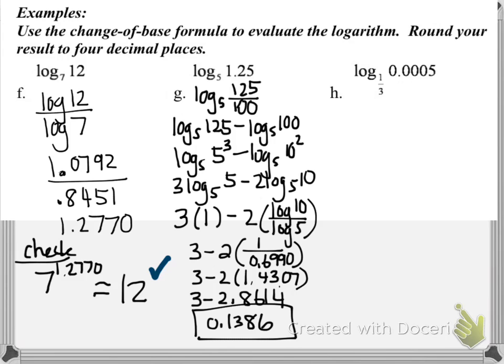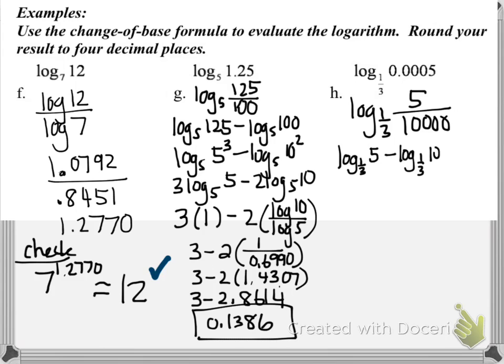H is even harder, because this requires a lot of steps to set it up before you can even use the change base formula. So looking at this one here, I'm going to change that 0.0005 into 5 divided by 10,000. Because this is being divided, I'm going to separate it by putting subtraction in between and taking the logs of both numbers. This one here, I'm going to change to 10 to the 4th, but at the same time, I will go ahead and use the change base formula at this time.